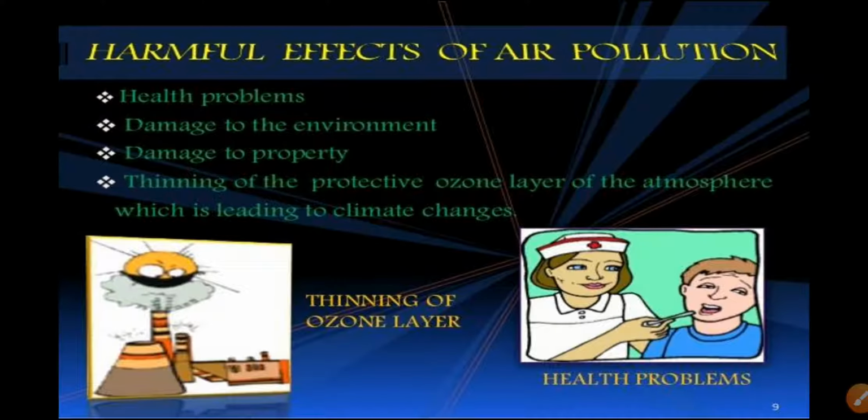Now what effect does air pollution have? How is it very harmful for human beings? Here you can see the harmful effects of air pollution. Which are those? First, health problems. Many diseases related to our lungs or respiratory system are caused because of air pollution. Damage to the environment. Damage to property: different types of statues and monuments also get damaged by air pollution because of acid rain. And thinning of the protective ozone layer of the atmosphere, which is leading to climate change.